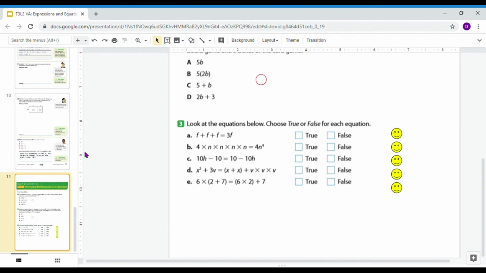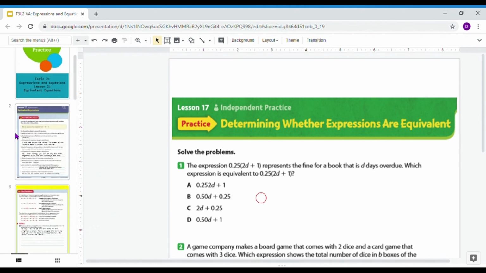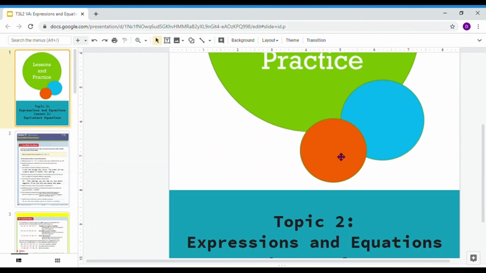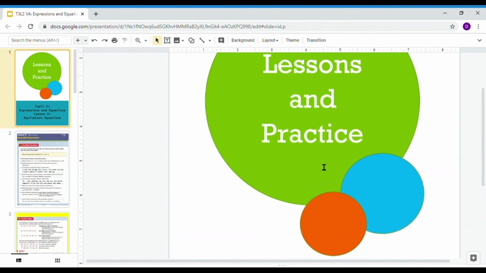So this is a great time that you guys can not only be learning new 6th grade content, but also taking this time to really hone in on those foundational skills, which will make your math life significantly easier.